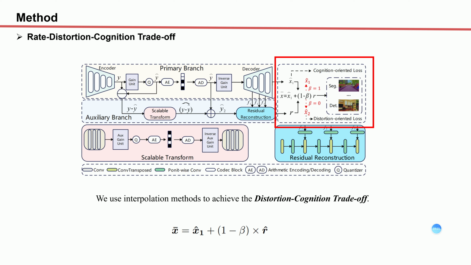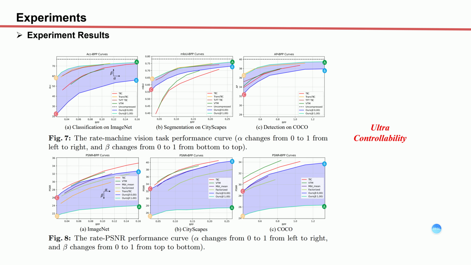Additionally, we employ an interpolation method to achieve the distortion-cognition trade-off. Specifically, we combine the outputs of the primary branch and auxiliary branch with a weighted factor, beta. By adjusting the beta value, we can control the trade-off. When beta is close to 1, the cognition performance is stronger, and when beta is closer to 0, the distortion is lower. Here we show our experimental results.